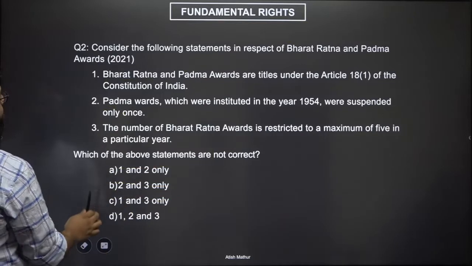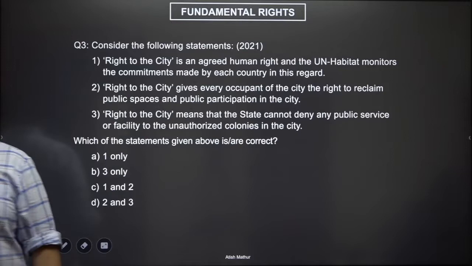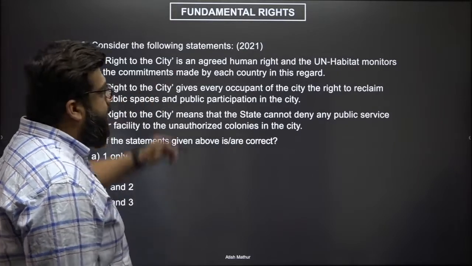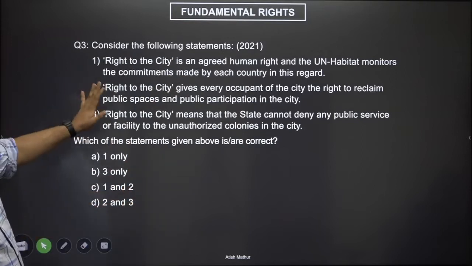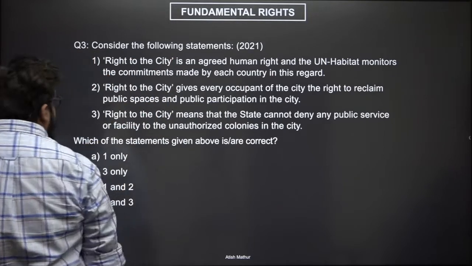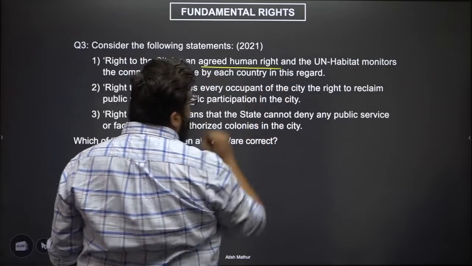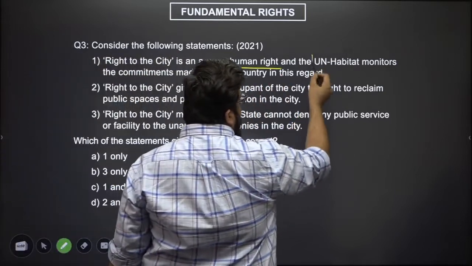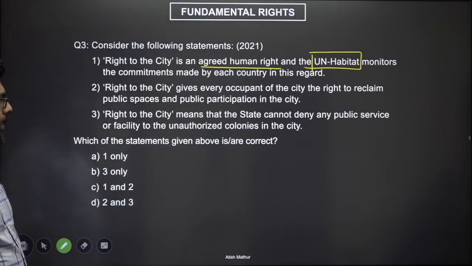Okay. Now, the next question. Again, a question that did sort of take people by a little bit of surprise. Consider the following statements with respect to right to the city. You see, you can still get around to it. Again, a question that you should only attempt in the second round of you trying to solve a question. So, the right to a city is an agreed human right, and the UN Habitat monitors the commitments made by each country in this regard.